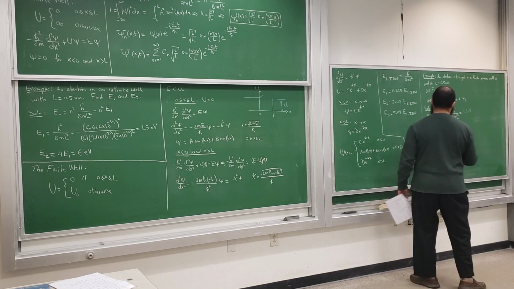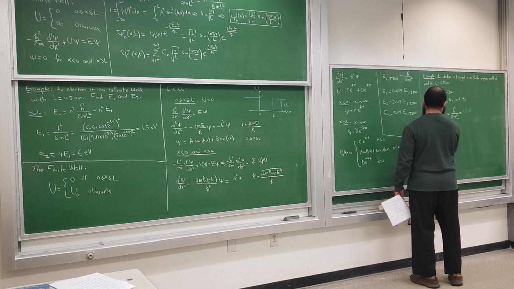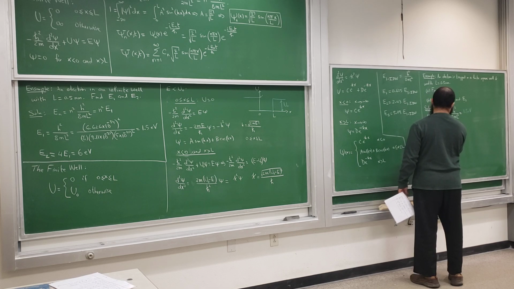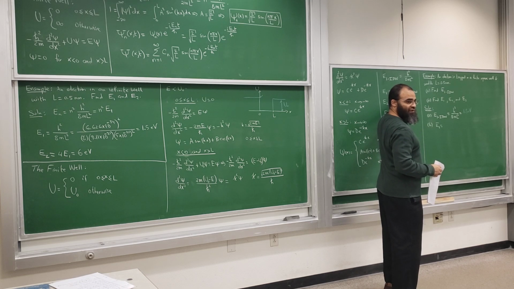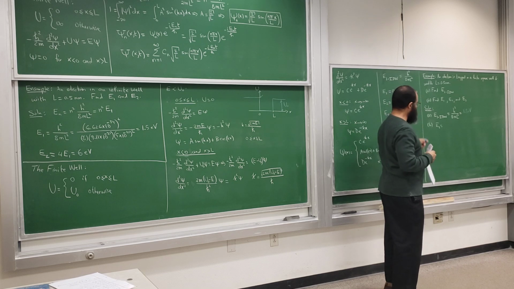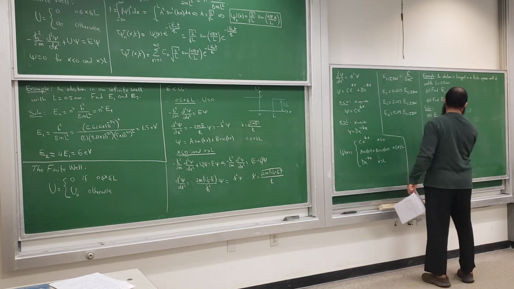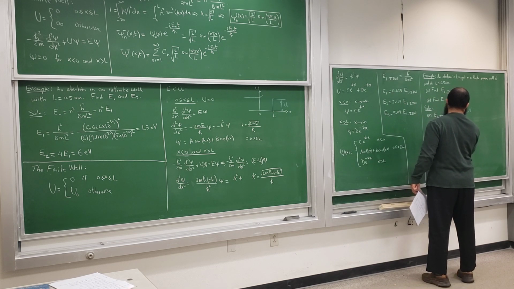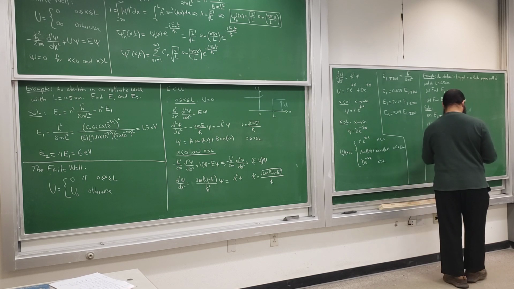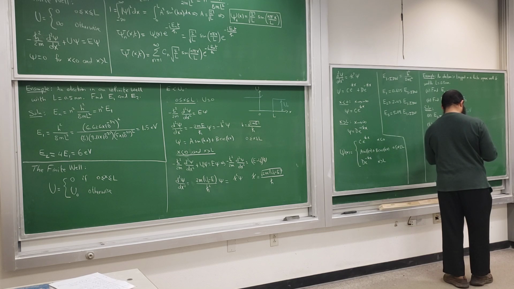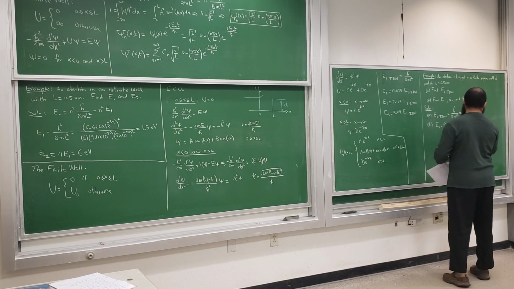Okay, good. B. Now for the finite well, E1 is going to be 0.625 times that of the infinitely deep well. It's going to be 0.625 times 1.5 eVs, and that turns out to be 0.94.